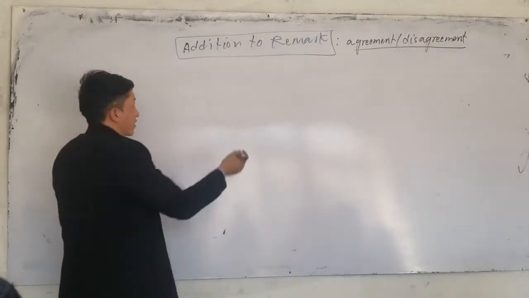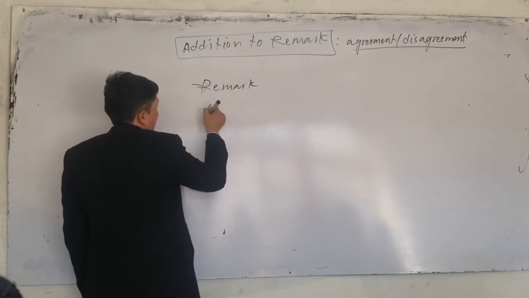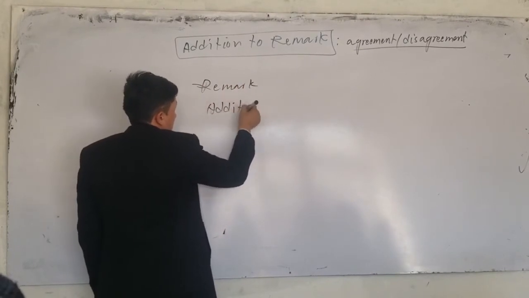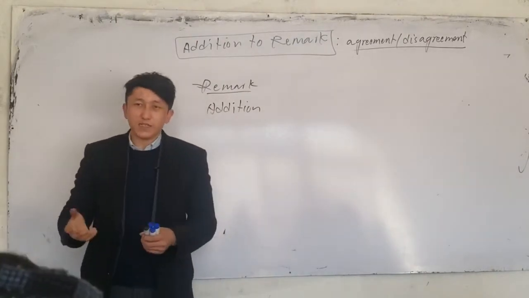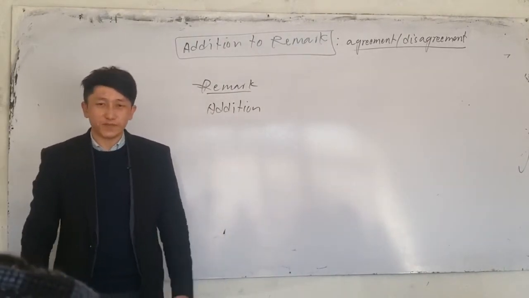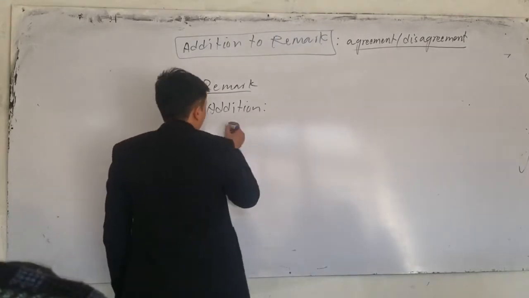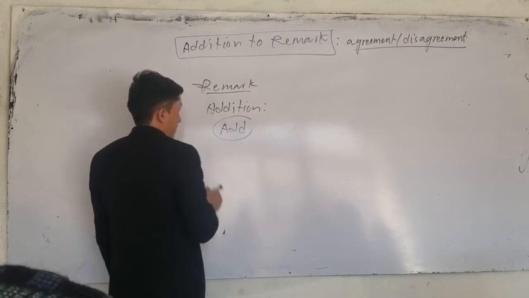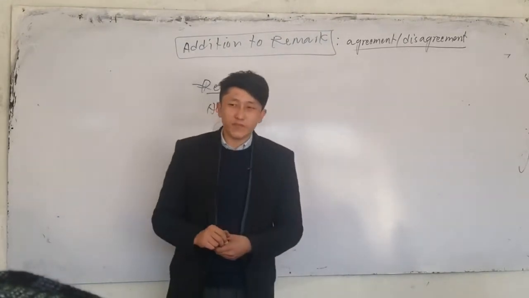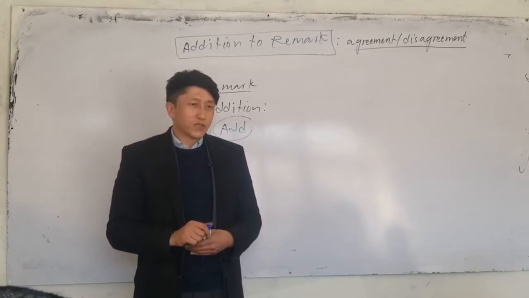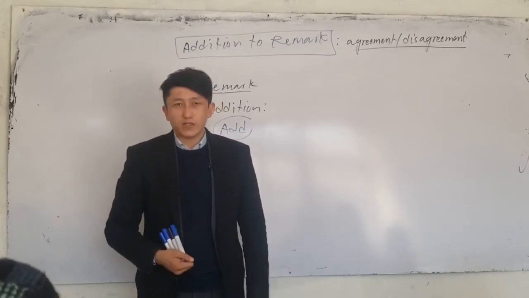What is a remark? Anybody can tell me? Remark is just what you say. It's a sentence that you say. What do we call that? That is a remark. What is an addition? Addition is taken from add. You add something to somebody else. Now, what do we do in addition to remark? If you want to add your sentence to somebody else's sentence, what do we use here? You want to use addition to remark.